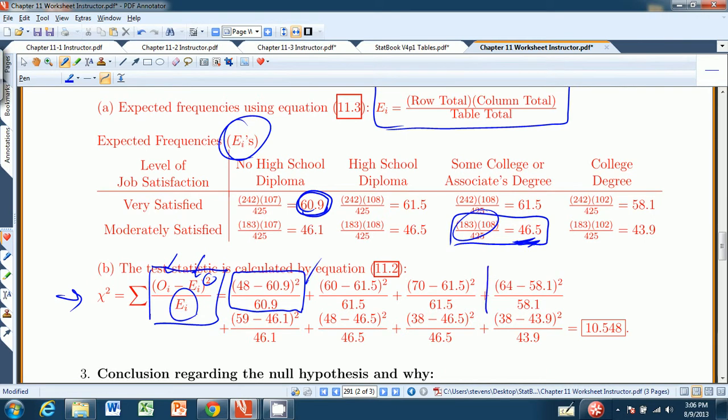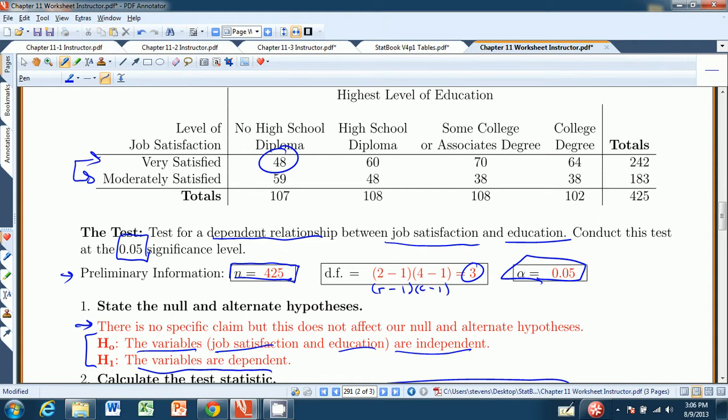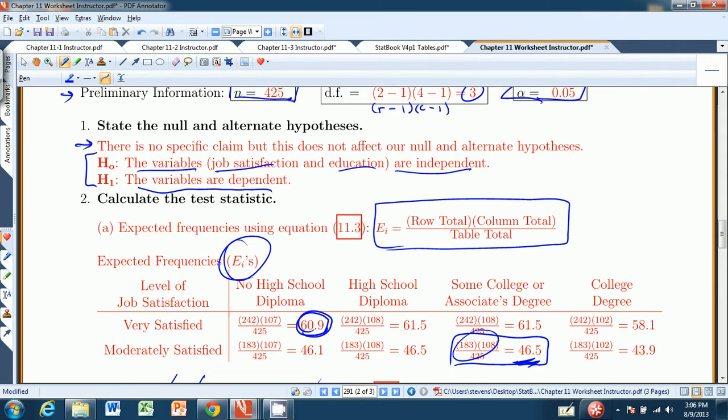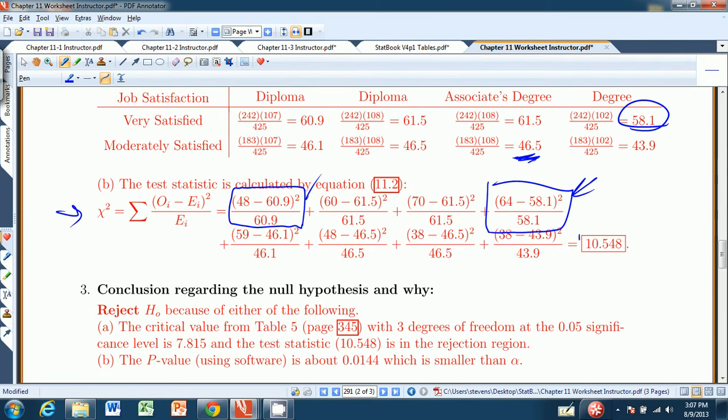And then you move along. So as we look at this one, first row, last column. So that comes from the 64 here minus the 58.1 here, all squared divided by 58.1. So that gives us this one. So when we add up the observed frequency minus the expected frequency squared divided by the expected frequency, in each cell we get a test statistic, a chi-squared value of 10.548. So now we have to determine whether we reject or fail to reject the null hypothesis.